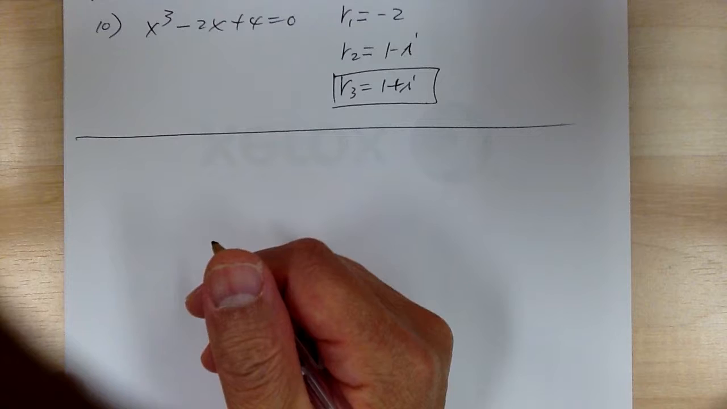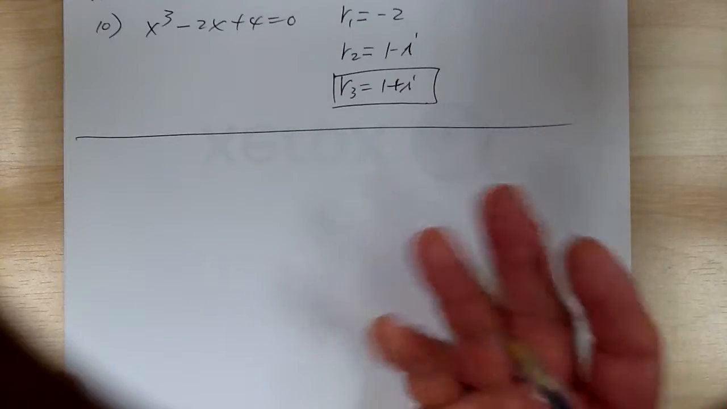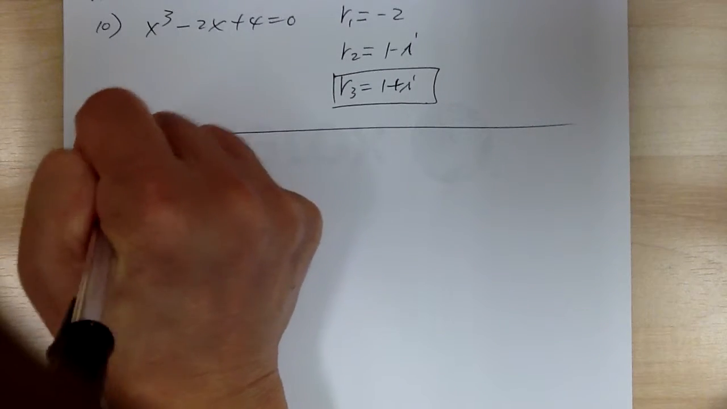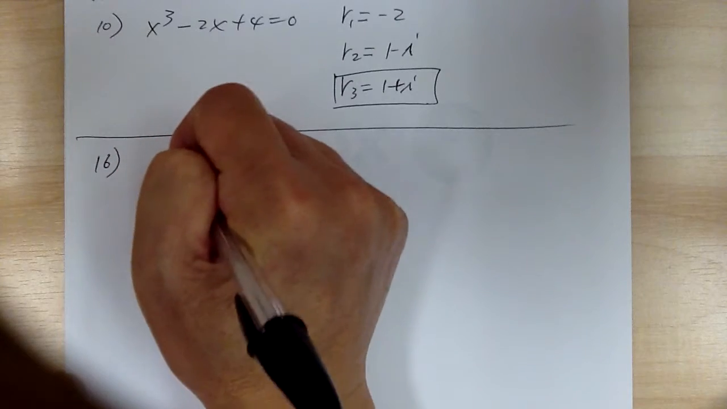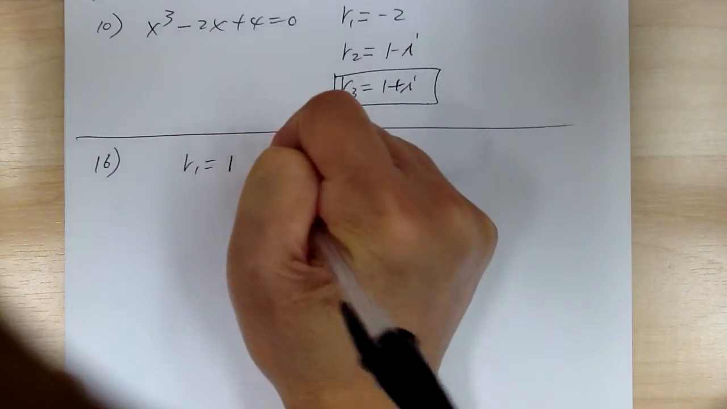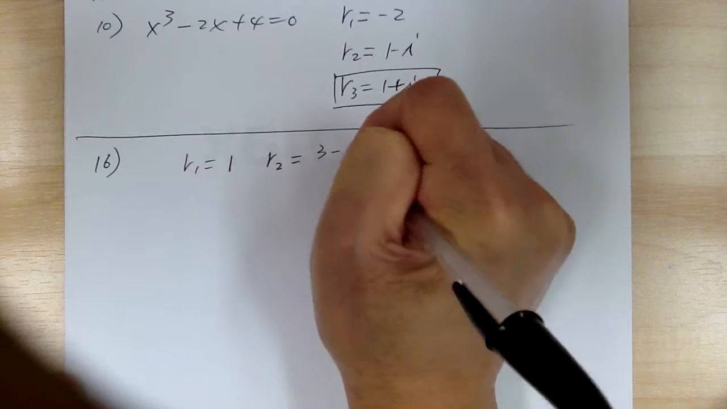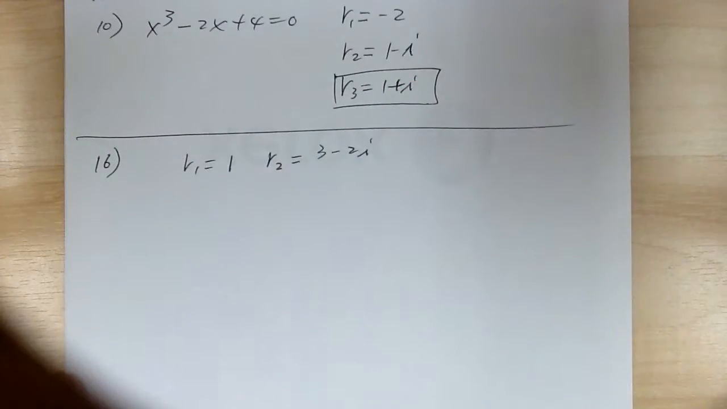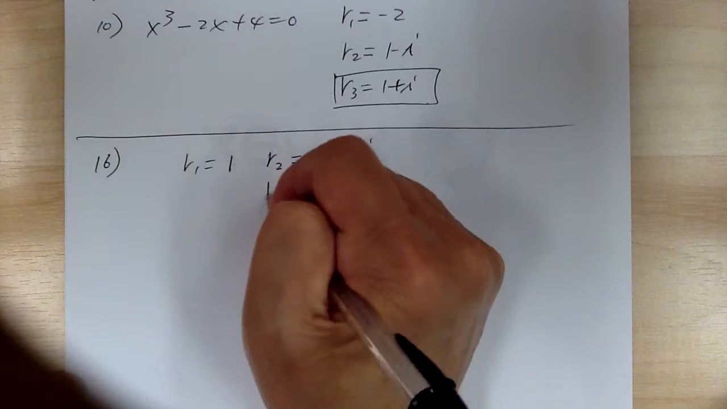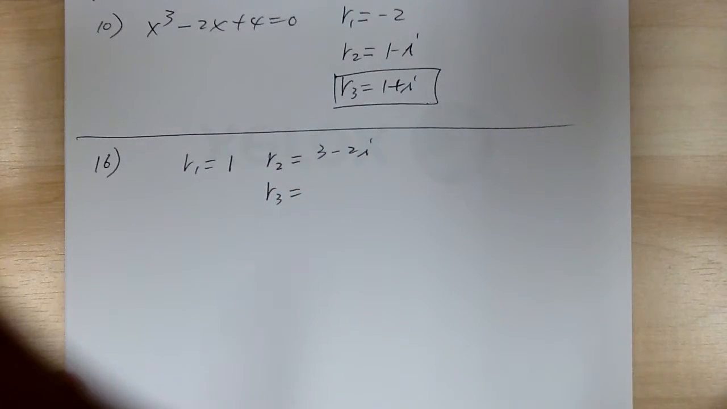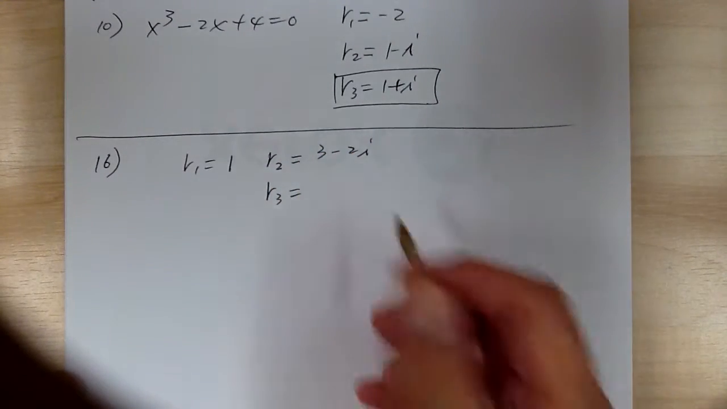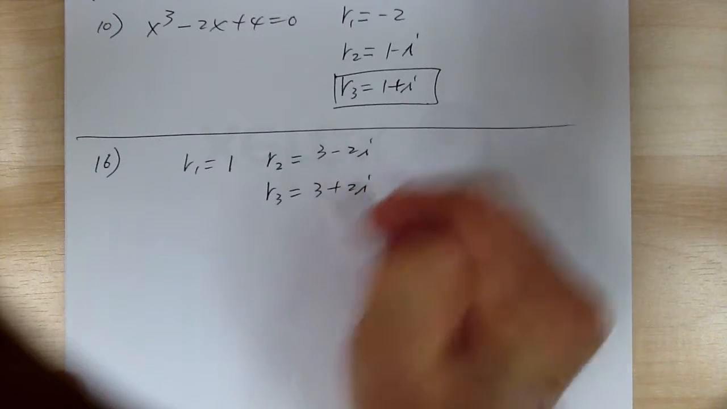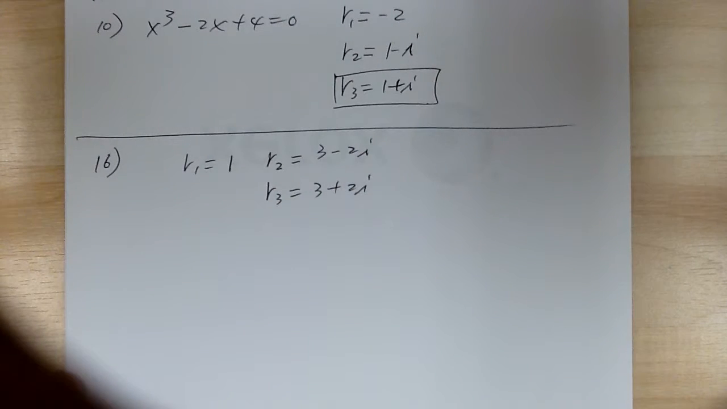Now when you get to something like number 16, it's going backward. Number 16, you have R1 equal to 1, R2 equal to 3 minus 2i, and you're looking for a cubic equation. In order to get a cubic equation, you need 3 roots, right? You've got R1 and R2, so you need R3. By looking at this, what must R3 be? It must be 3 plus 2i, right? You must have a conjugate in order to get rid of the i.